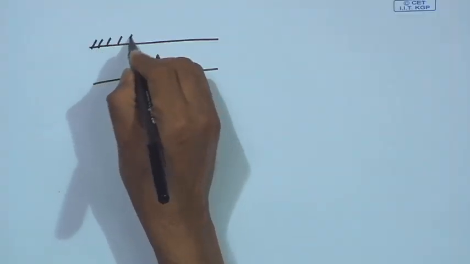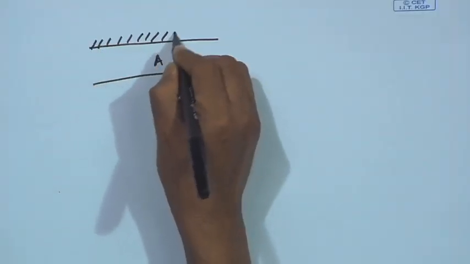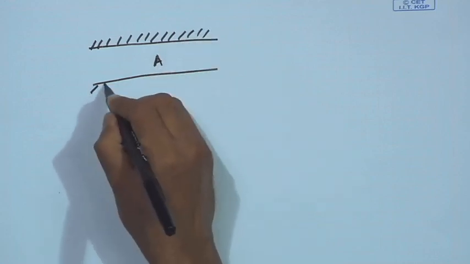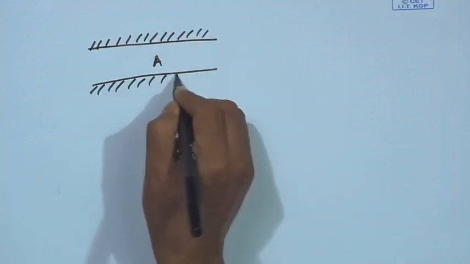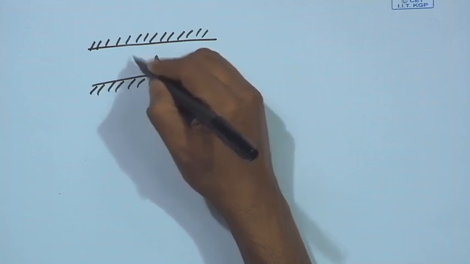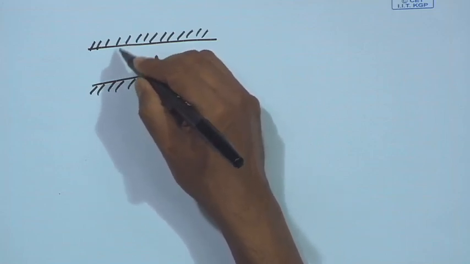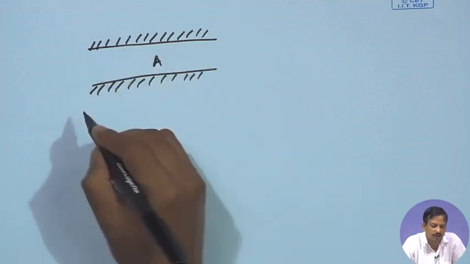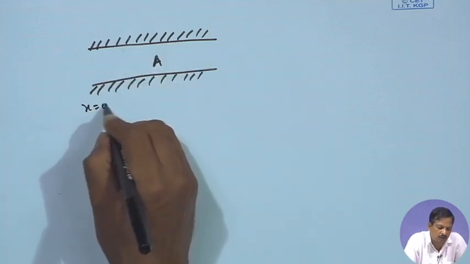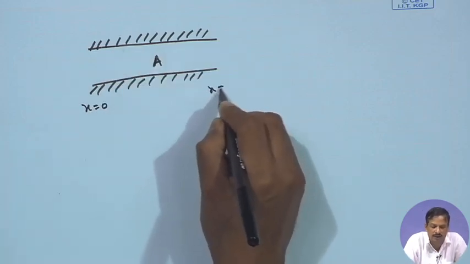Even if it is uniform, the walls of the cavity are not rigid. If the walls are not rigid, then if the air pressure increases, the cross sectional area may change. So this is the vocal cord at x equal to 0 and this is the lip side at x equal to L.